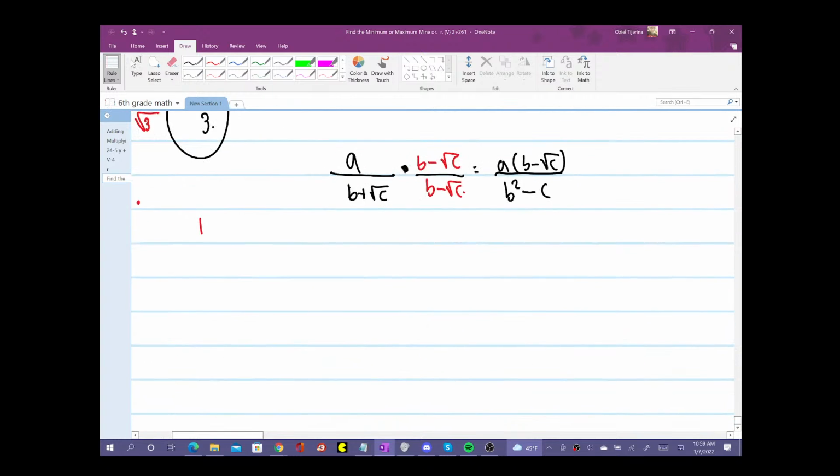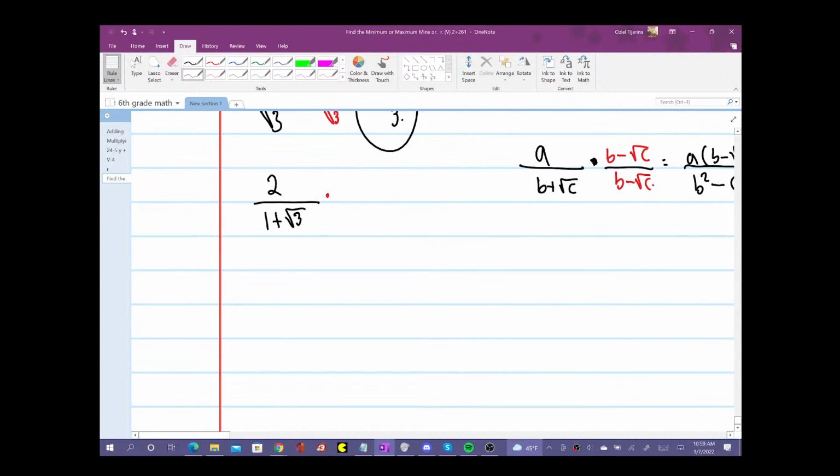So basically, this becomes 1 minus square root of 3 on top and bottom, which then we say 2 times 1 minus square root of 3 over this 1 plus square root of 3 times 1 minus square root of 3. We do FOIL method.